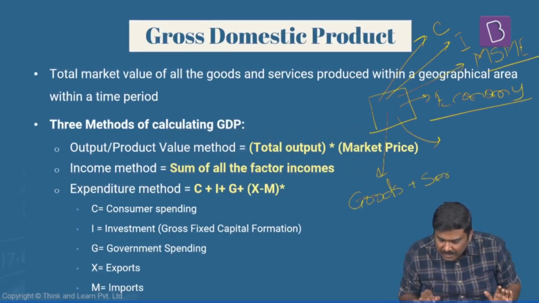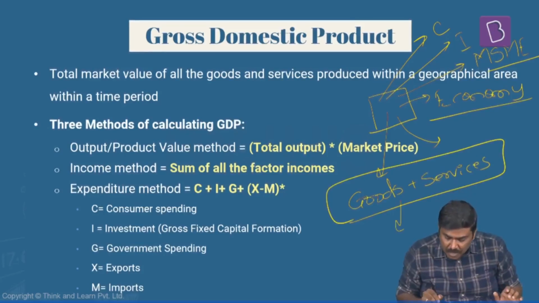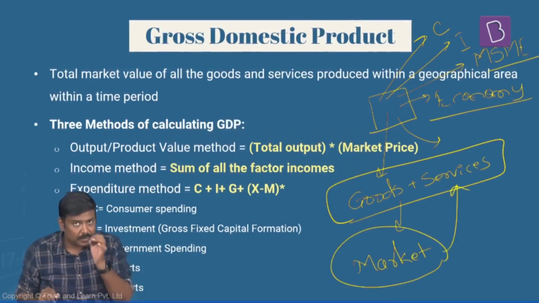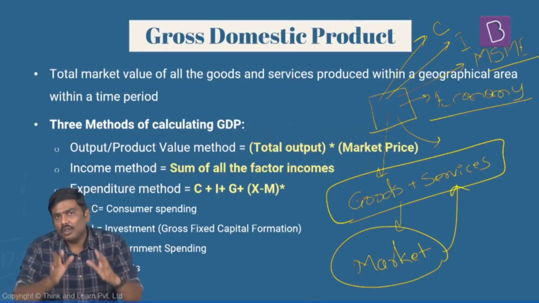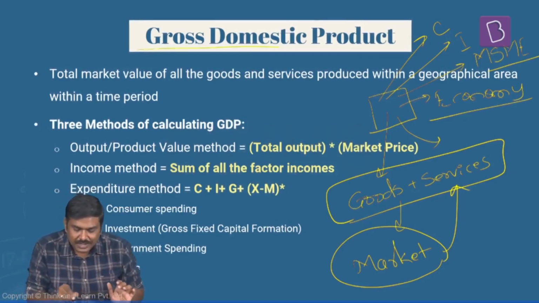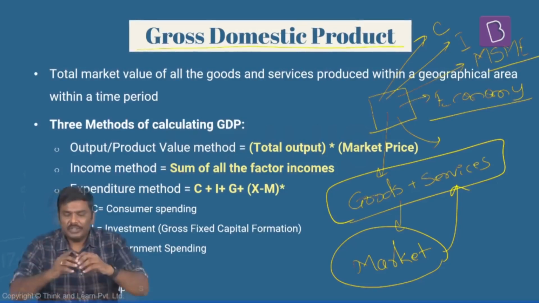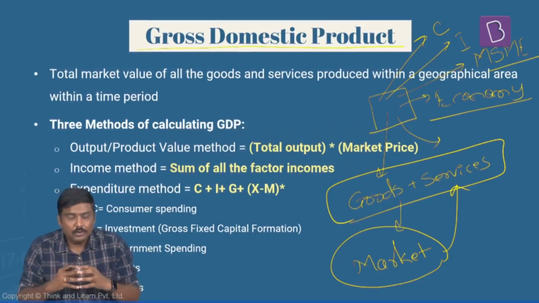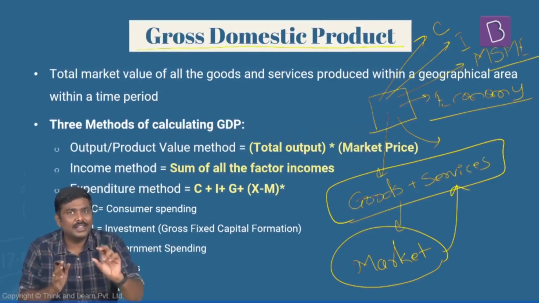I'm considering a particular economy, and within this economy, whatever is the total market value of all the goods and services which are produced in a specific time period is called GDP. I'll put it in a statement again so that it is clear for you, and this is important to understand. Within a particular economy, or they will use the term territory, whatever is the market value of all the goods and services which are produced for a specific time period is nothing but GDP.